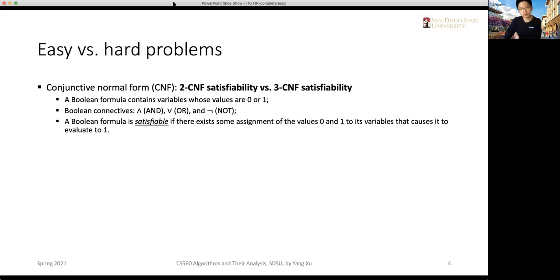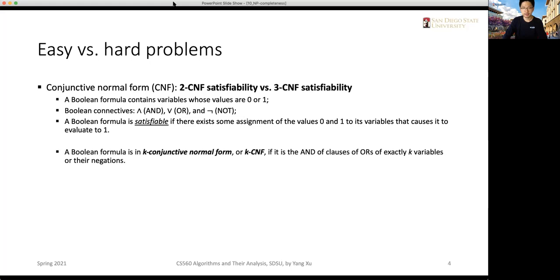If we have a formula, we say that formula is satisfiable if there exists some assignment of 0 and 1 values to its variables that causes the whole formula to evaluate to 1. If we can do that, then we say the formula is satisfiable.